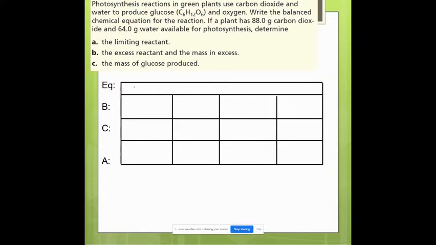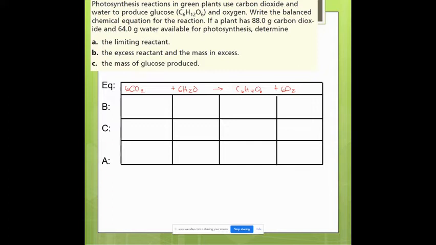So first thing we're going to do is start with our balanced equation. So we're starting out with carbon dioxide here and our water, and that's going to form glucose and oxygen. And of course, we need to have our balanced equation. So we've got our coefficients that we're going to add here to get this equation balanced.